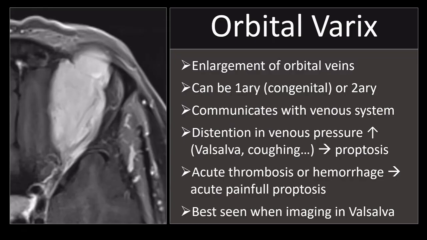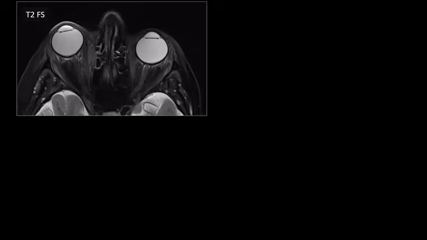On imaging, they can be very subtle because they are not enlarged in a supine position. So sometimes you have to do imaging with the patient in a prone position or asking the patient to perform a Valsalva maneuver. Because the patient cannot hold in the breath for 30 minutes or so, that is something you better do on CT than on MRI.